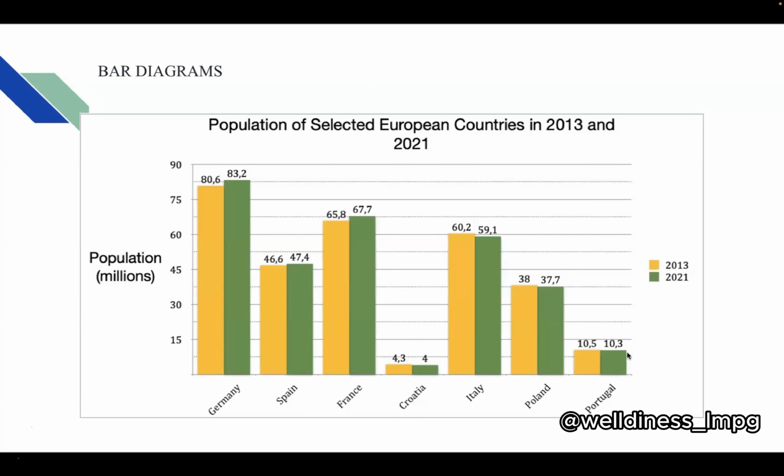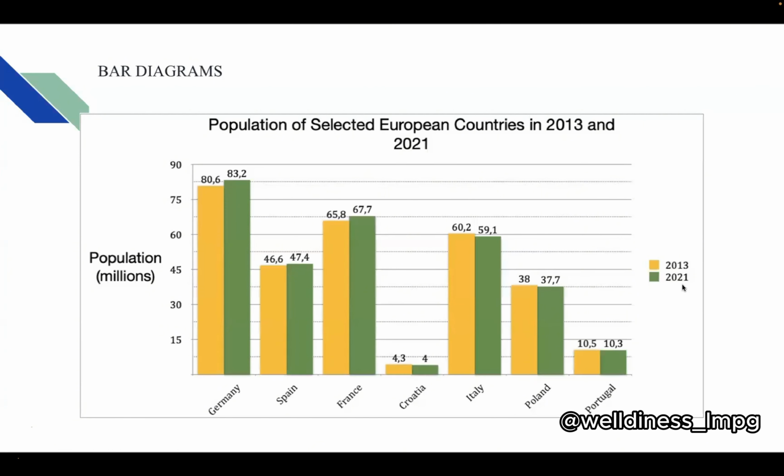If you look at this very well, the yellow represents 2013 compared to the green, which represents what? 2021. And on the left-hand side, these parameters represent what? Population in millions. So this is 45 million, this is 90 million, and so on. Then on the x-axis, we have the countries. Which country has the least proportion of population, both in 2013 and 2021? Croatia. That's actually correct.